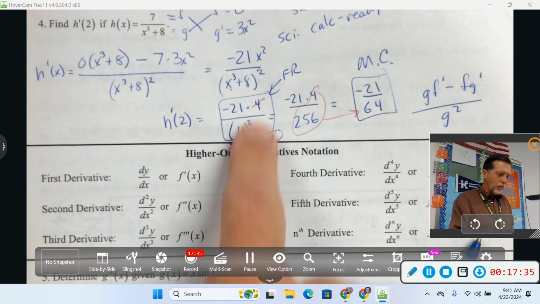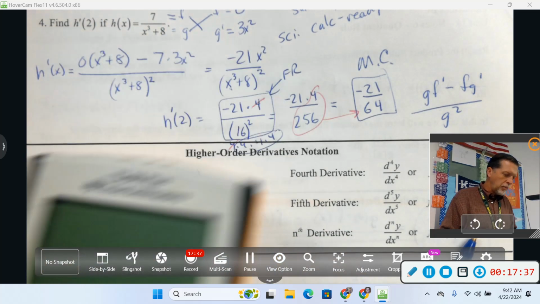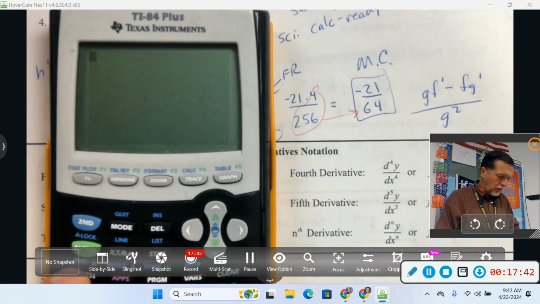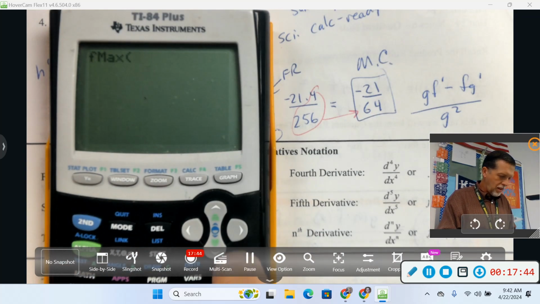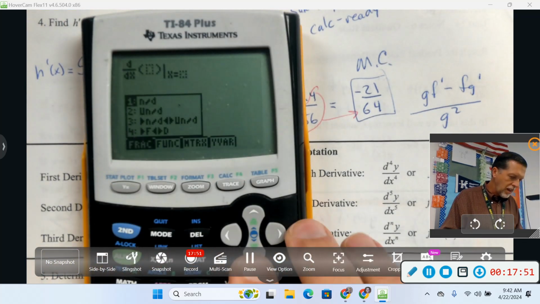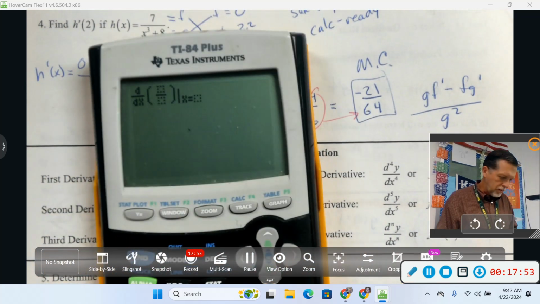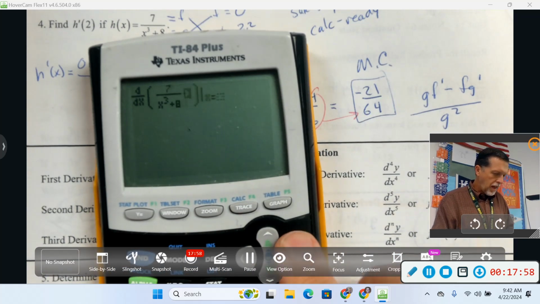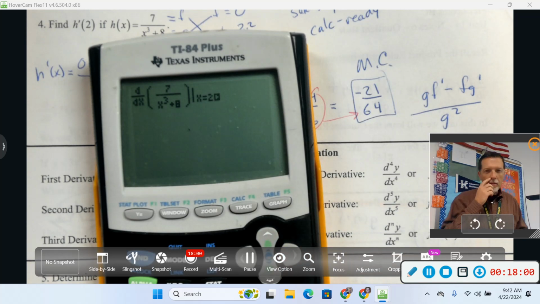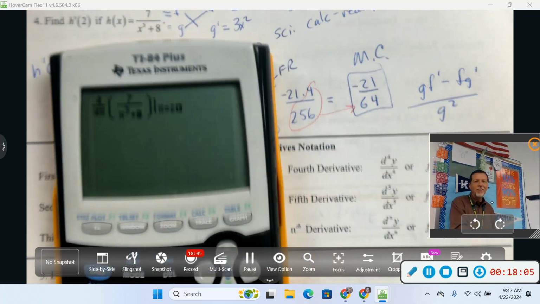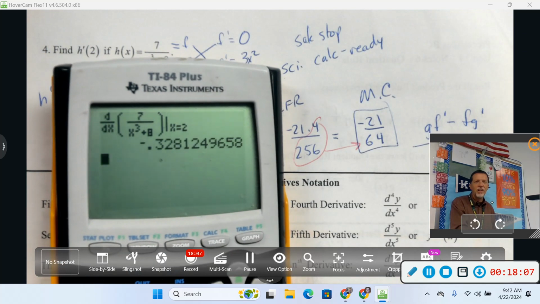And so your calculator could actually, you could say this is calculator ready like way back here, because you could do math 8, I think it is. So we want the derivative of 7 over x cubed plus 8 at x equals 2. So you're like, yeah, it's calculator ready from the get-go, but you haven't done any calculus, so you have to be careful saying calculator ready. Let's just check our answer here.